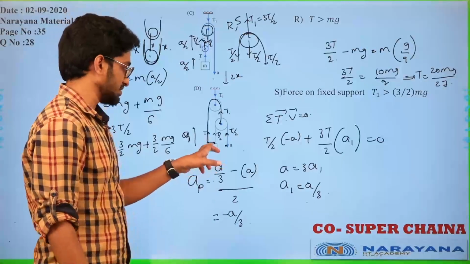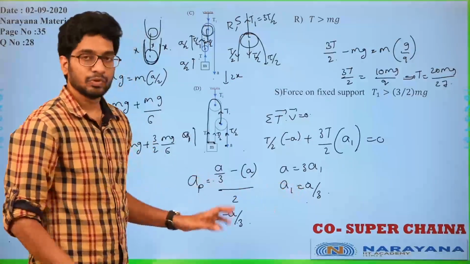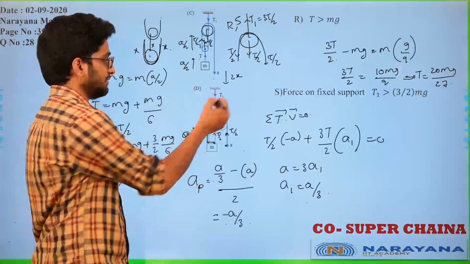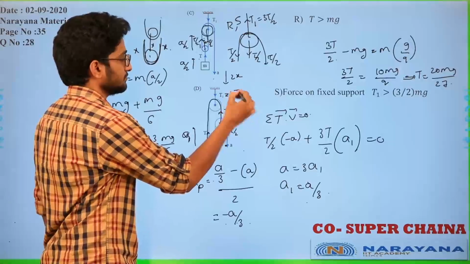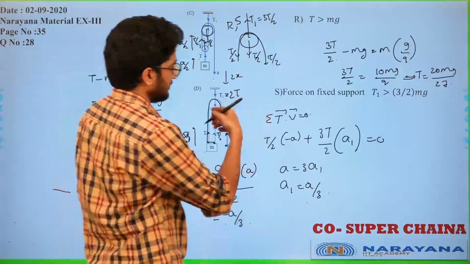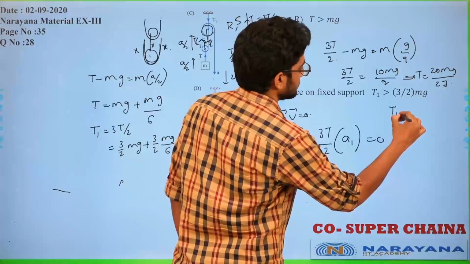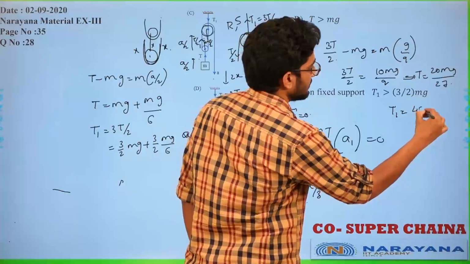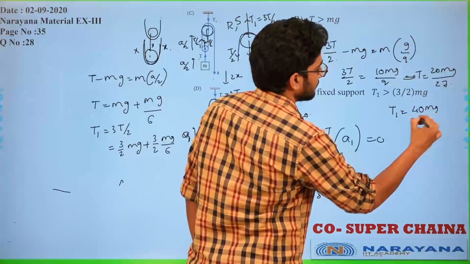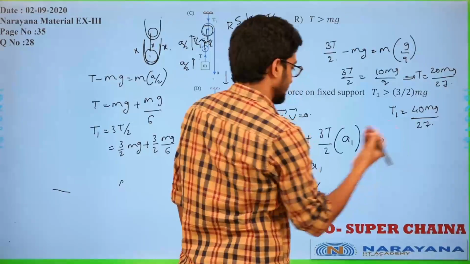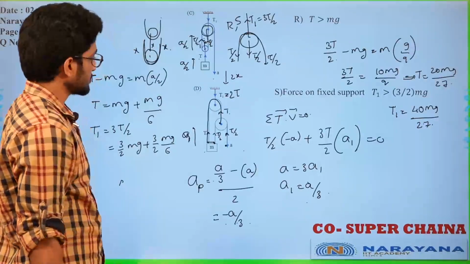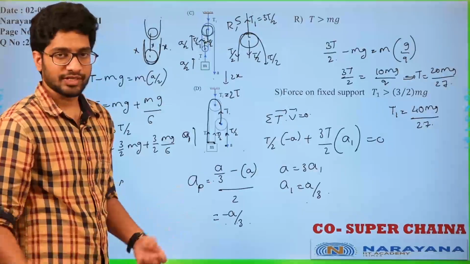Originally the acceleration of the block and the acceleration of the pulley, both are less than A. Okay. And how do I find T1? T1 is simply 2T. So T1 in this case will be 2T. So 2 times of this, that is 40 mg by 27. That's clearly not more than 3 mg by 2. Okay. So we can find acceleration and tension in all the cases. Okay.